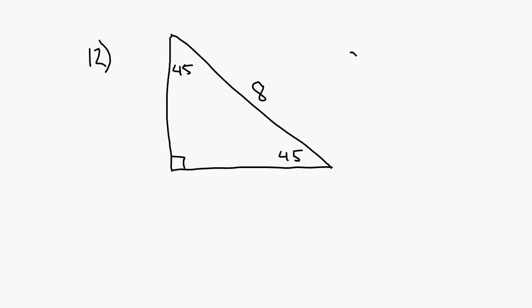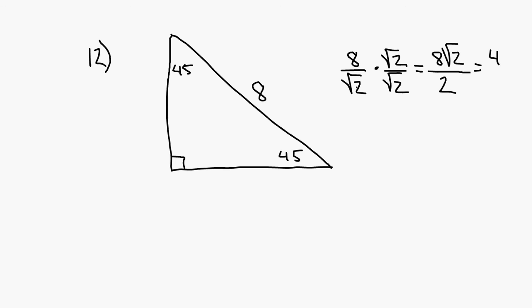Take 8, divide it by the square root of 2, which means to multiply by the square root of 2 over the square root of 2. In the numerator, you get 8 times the square root of 2. And in the denominator, the square root of 2 times the square root of 2 is equal to 2. So this simplifies to 4 radical 2. There's your length of the side.